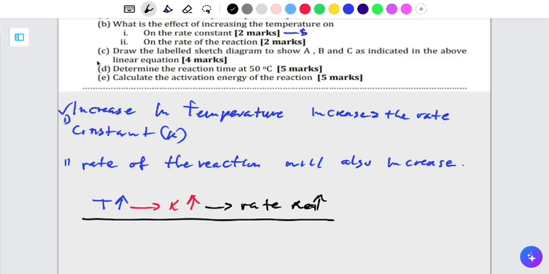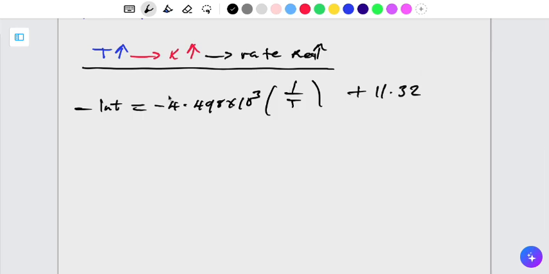Then as for question C, it is saying draw the labeled sketch diagram to show A, B, and C as indicated in the above linear equation. So let me just write that linear equation and then compare with what we have. The question was saying this one is written in the linear equation, meaning to say that this is written in the linear equation in this form.